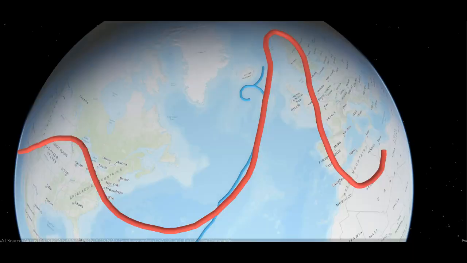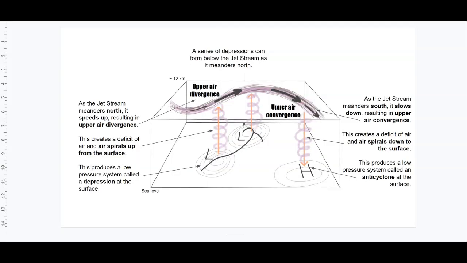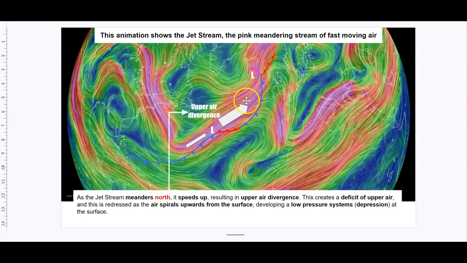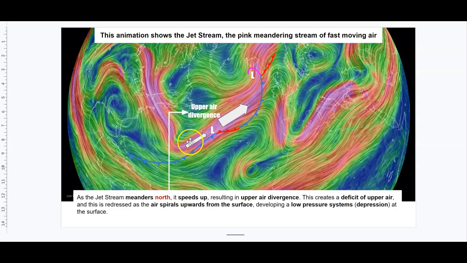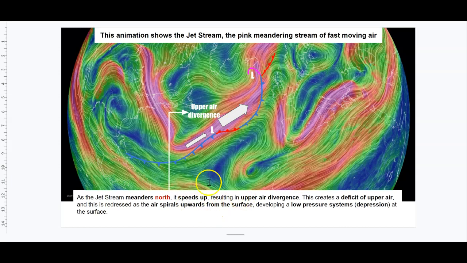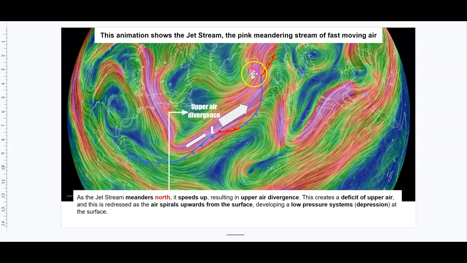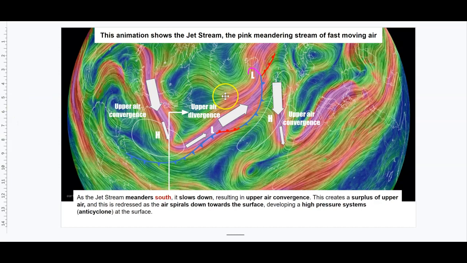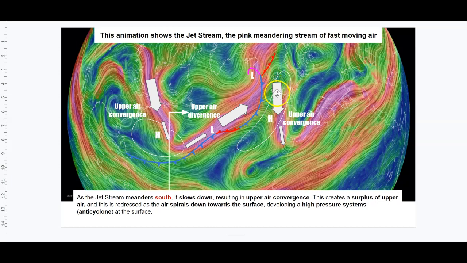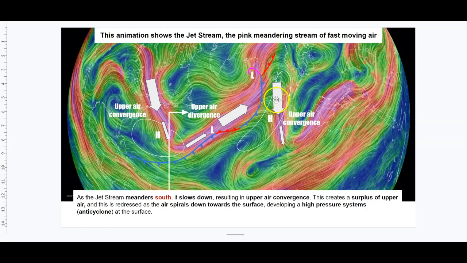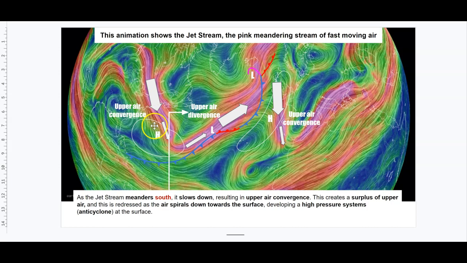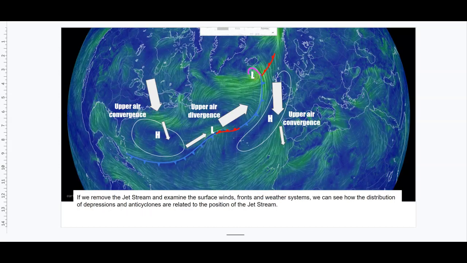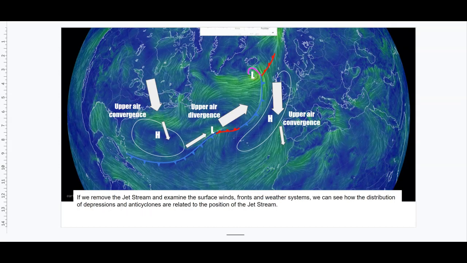So we come back into our presentation here. This is a map showing the jet stream, this pink line here. Here it is coming back up towards the north. More air is leaving than arriving. Upper air divergence. This is going to bring the air up from the surface, creating these low pressure systems. And again, just for completeness sake, here's the situation to form the anticyclones. As the air moves back down again, you get convergence. More air is arriving than leaving, and that's going to push the air down towards the surface, creating these high pressure systems.